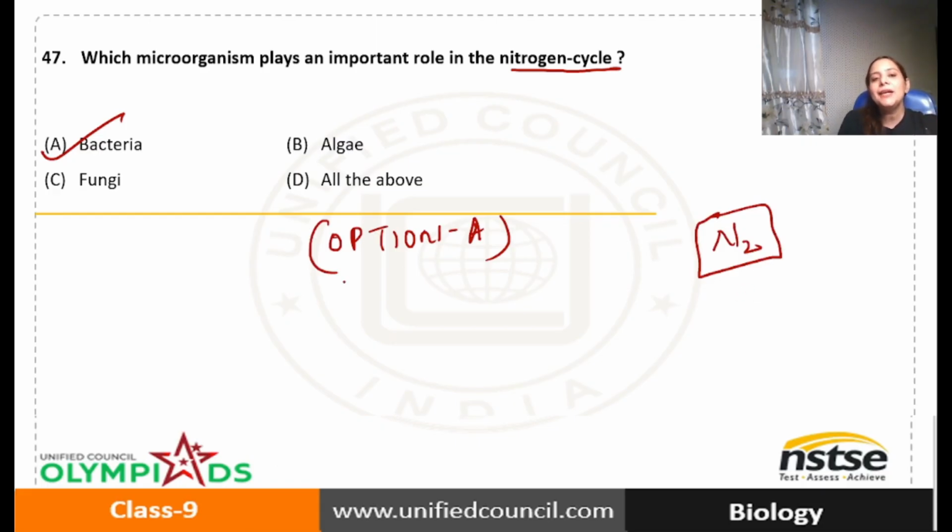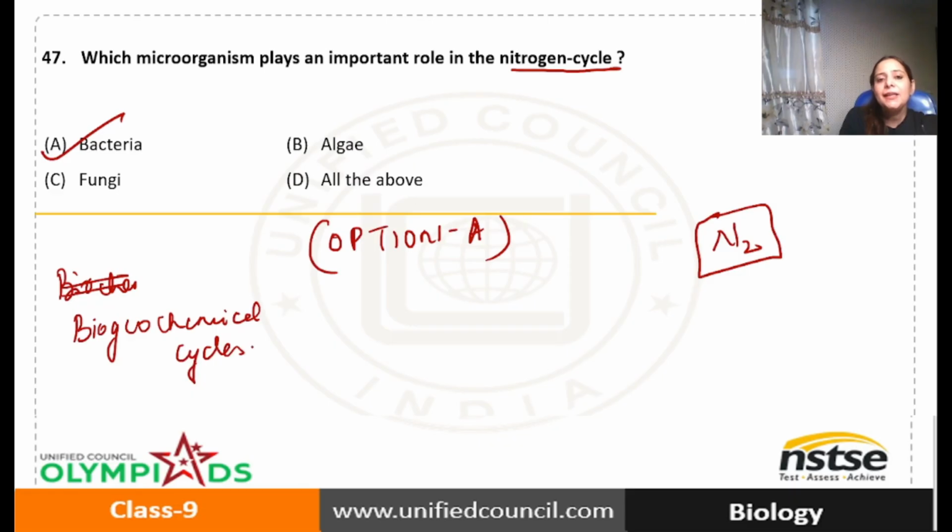If we speak about any such cycle, they are called biogeochemical cycles. These cycles indicate the cyclic flow of nutrients and other substances between abiotic and biotic factors. It is basically a cyclic flow of nutrients or other things between biotic and abiotic components of the ecosystem.